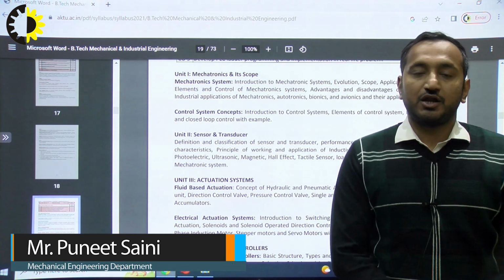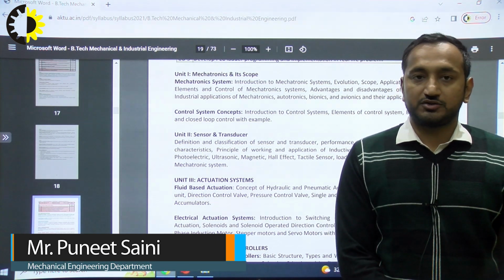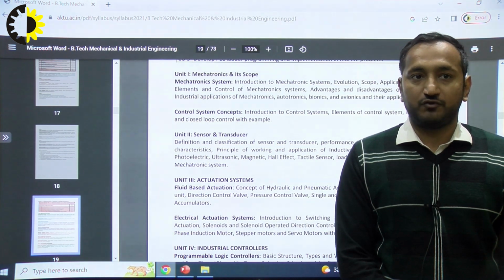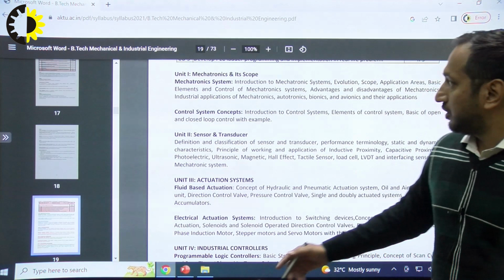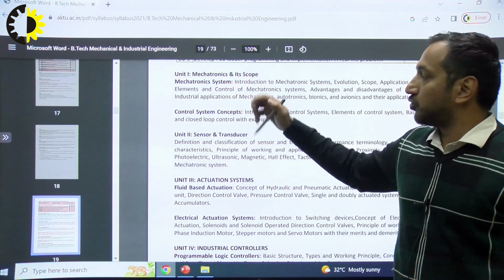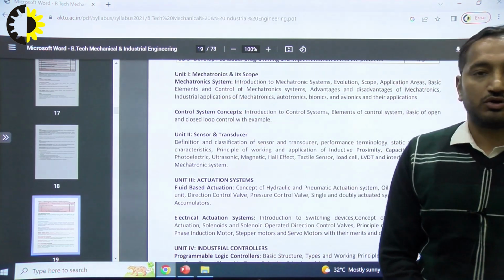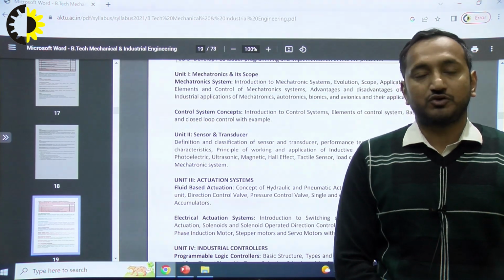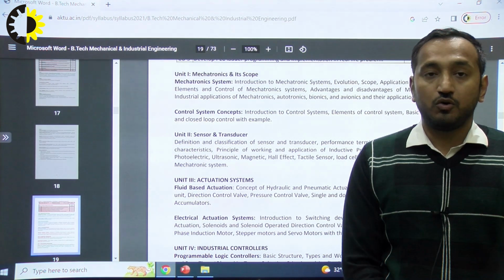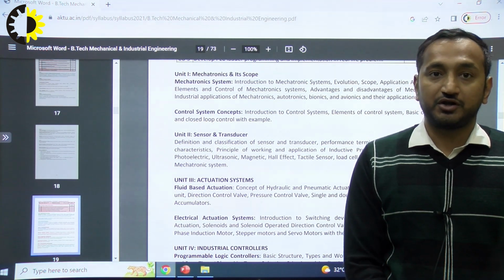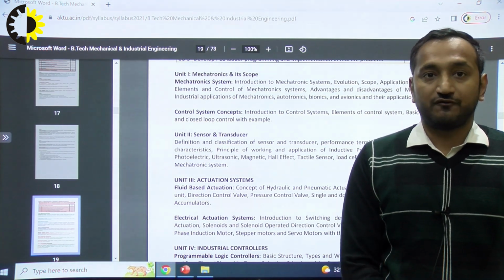So today is the second lecture of our subject Mechatronics, whose code is KME052. In our first lecture, we discussed Unit 1, which was Mechatronics and its scope, in which we discussed the introduction to mechatronics, the definition of mechatronics, its evolution, and how in recent years it is integrated with Industrial Revolution 4.0.